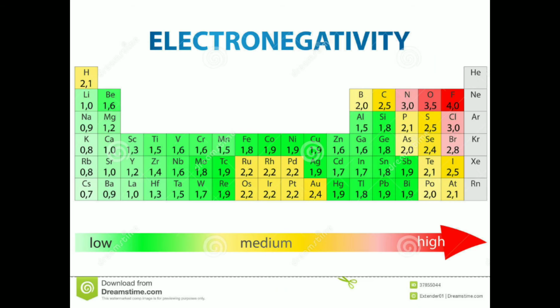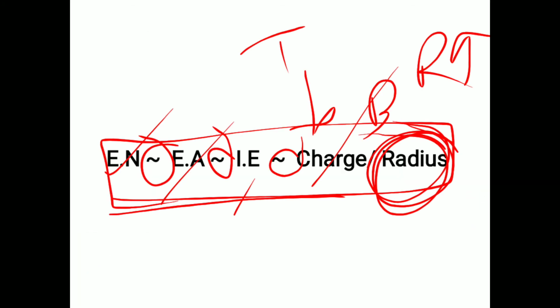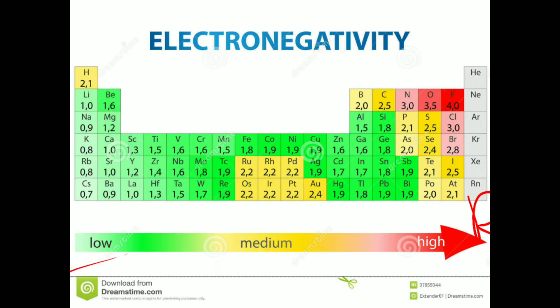So in case of electronegativity, going from left to right, electronegativity increases, because going left to right the size decreases. Electronegativity, ionization energy and electron affinity are proportional to charge by radius, so they are inversely proportional to radius. Here the radius decreases from left to right, so the electronegativity will increase.